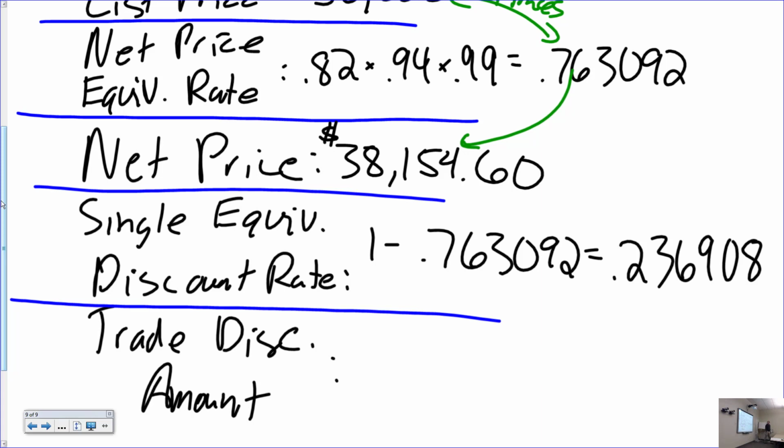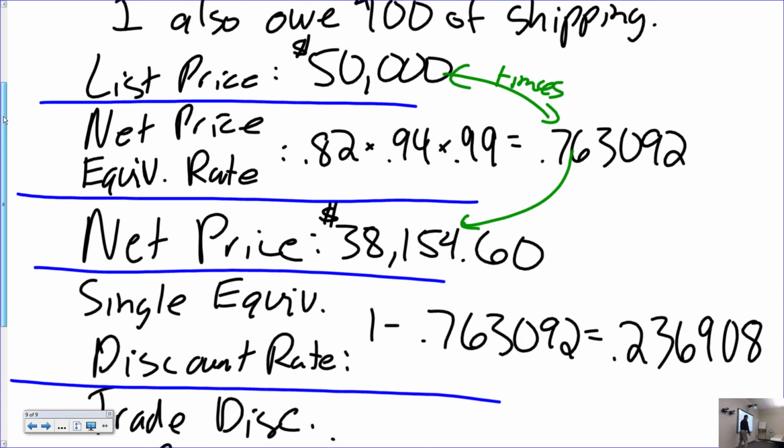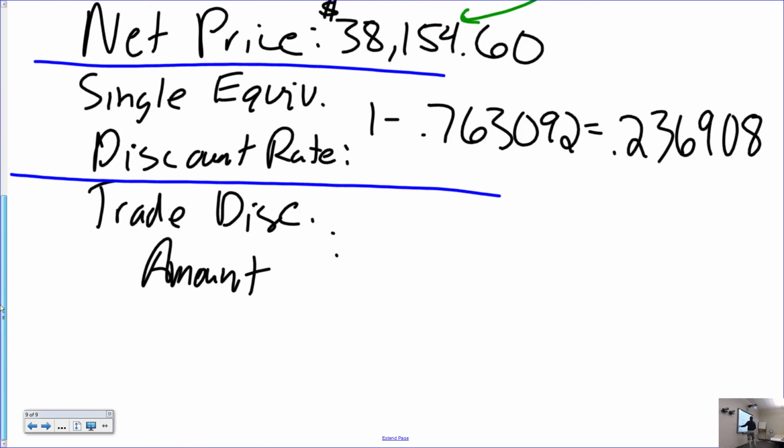And then last but not least, what is your trade discount amount? There are two ways that you can calculate this. What's one way? Take the list price, subtract the net price. Remember that the trade discount amount is always the profit, so it's revenue minus cost. That's one way of doing it. 50,000 minus 38,154.60.